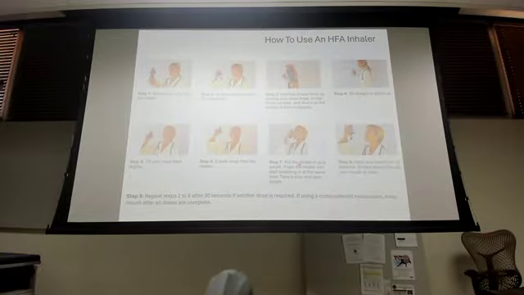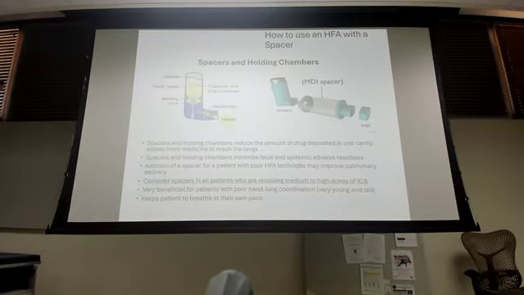So if they're a person who you have on several different puffs, because you could do 1 to 2 puffs depending on what's going on, just make sure that they take a little space in between them doing it again. This is the spacer that I was telling you guys about.